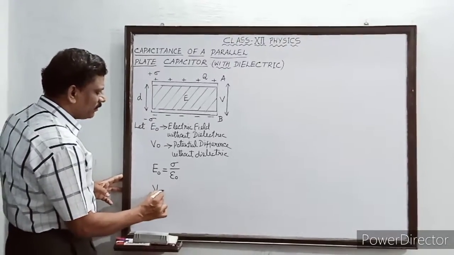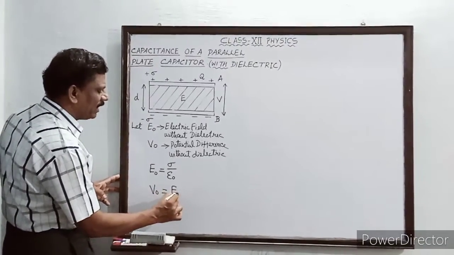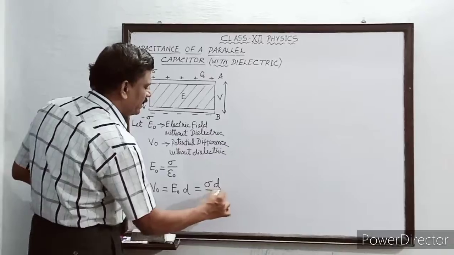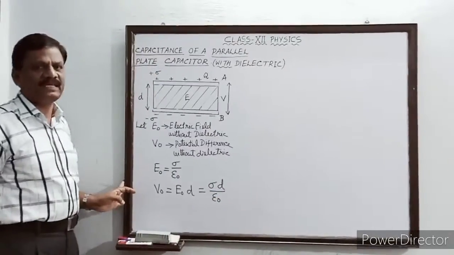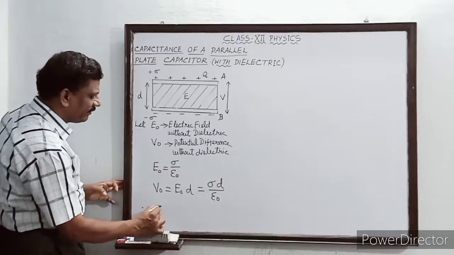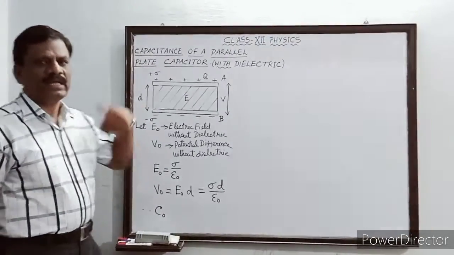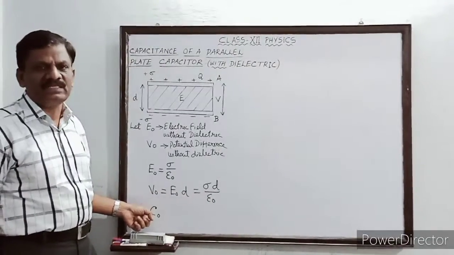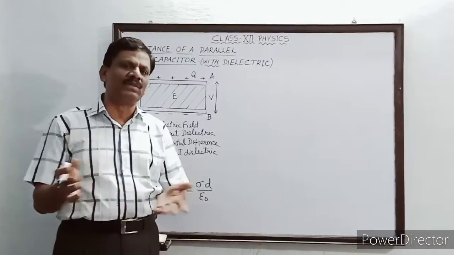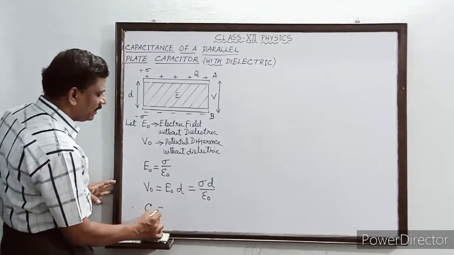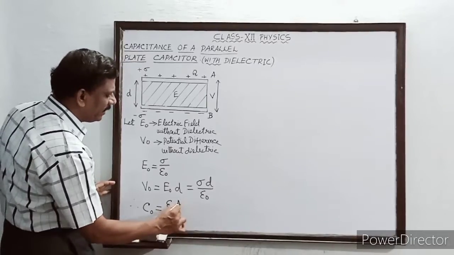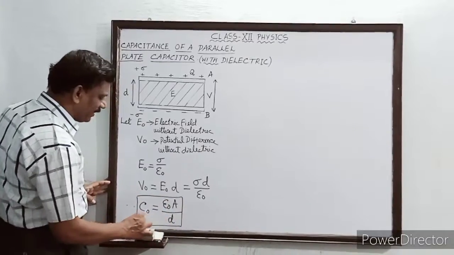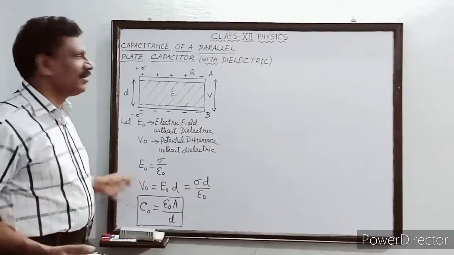And V naught, the potential difference, must be equal to E naught into the distance between the two plates. So this is equal to sigma D divided by epsilon naught. Therefore, what is the capacitance? I will take the symbol C naught, since the earlier derivation we have done. That is the capacitance of the capacitor without the dielectric, and this is equal to epsilon naught A divided by D. This we have already derived.